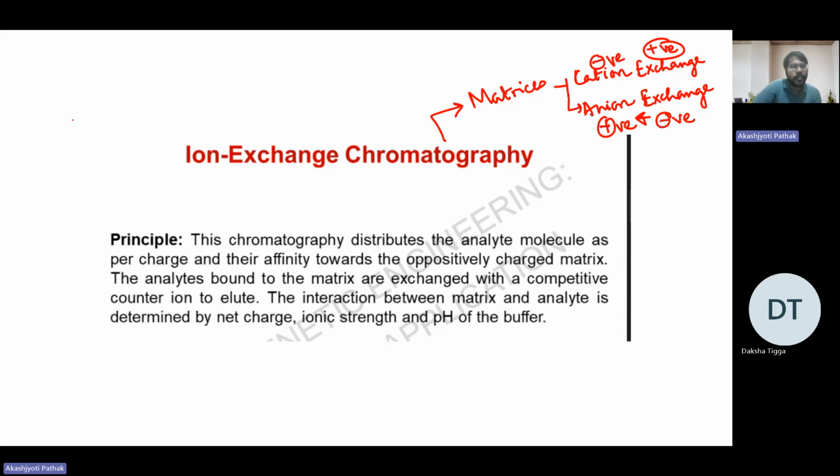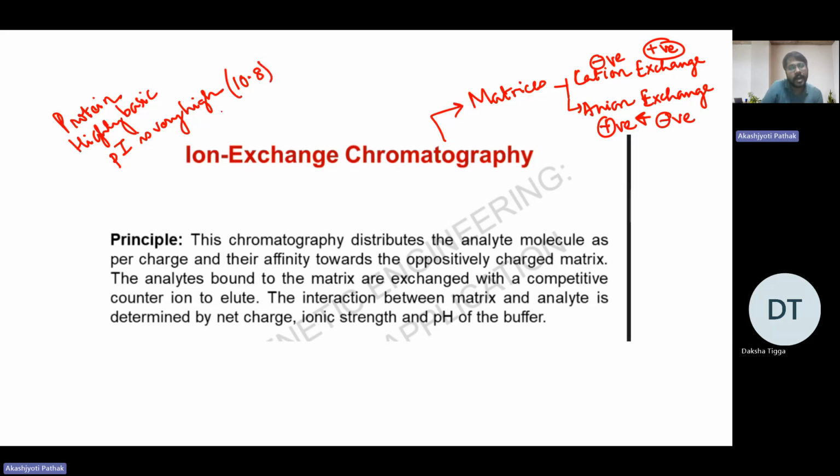So for example, you have two proteins. You want to purify a protein which is highly basic. If it is highly basic, what does it mean? That its PI is very high. For example, proteins which are highly basic have a PI of around 10.8.